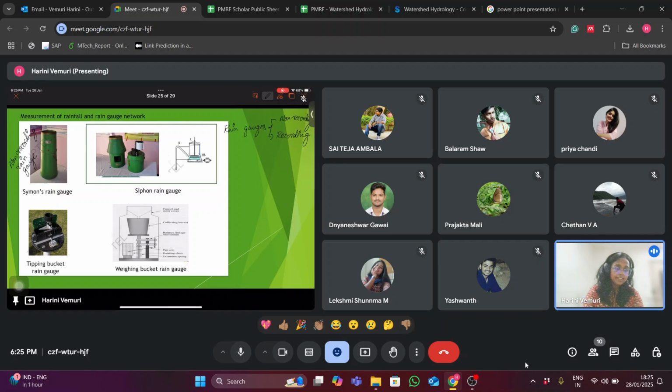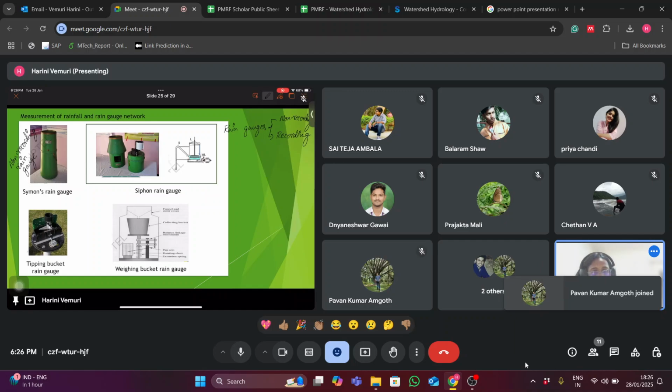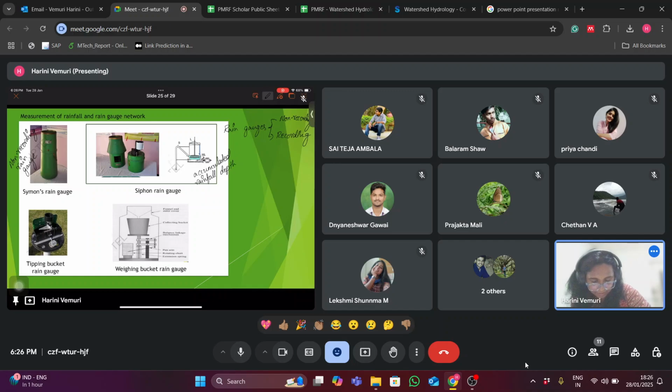And all the remaining three examples that I have shown here are recording type of rain gauges. So here you can see that the first example is the siphon rain gauge, where as the water keeps filling because of rain, the water depth increases, and this object will keep floating on the water, and it will keep taking the record. So here the accumulated rainfall depth is measured in this case.